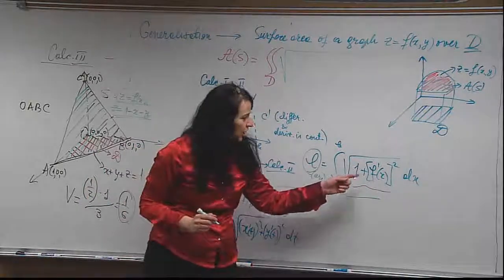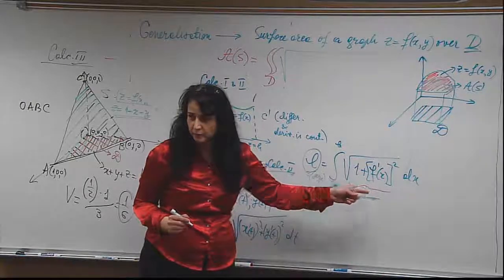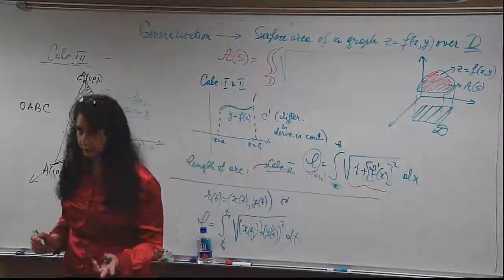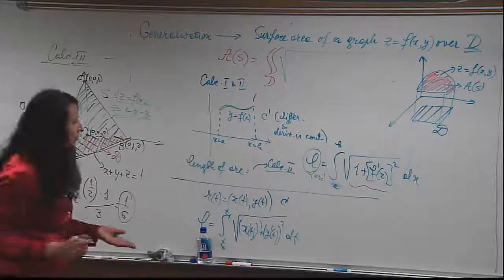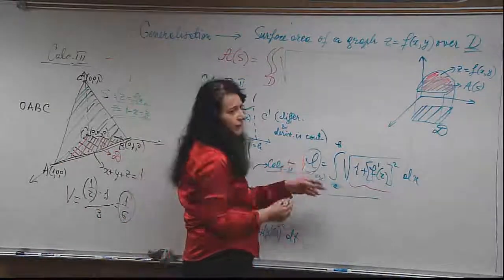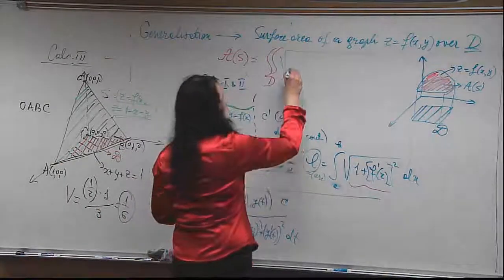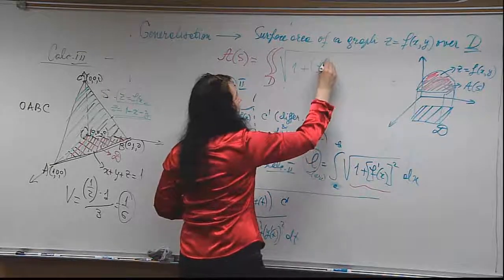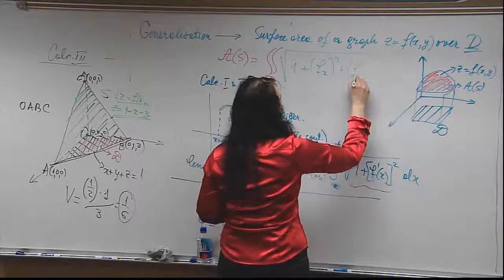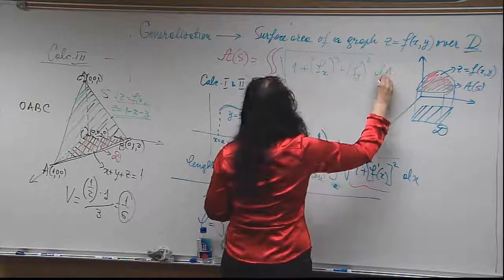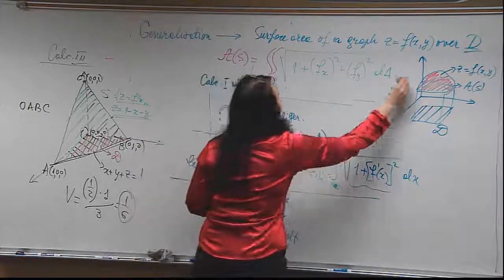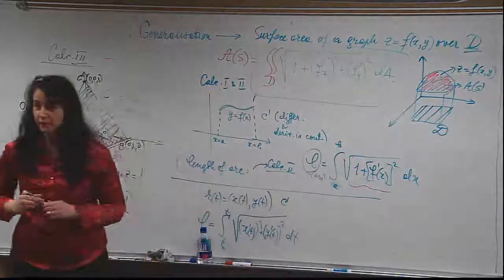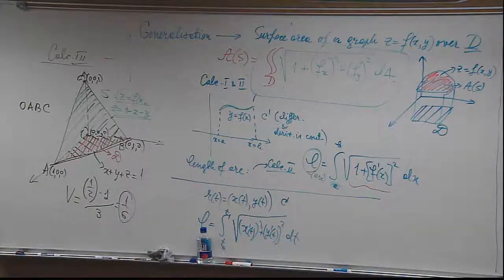We don't have just one derivative, f prime of x. We are going to have two derivatives, f sub x and f sub y. So what do you think the simplest generalization will look like? The square root of 1 plus f sub x squared plus f sub y squared dA. That's it. So you say, oh, I'm a genius, I discovered it. Yes, you are.